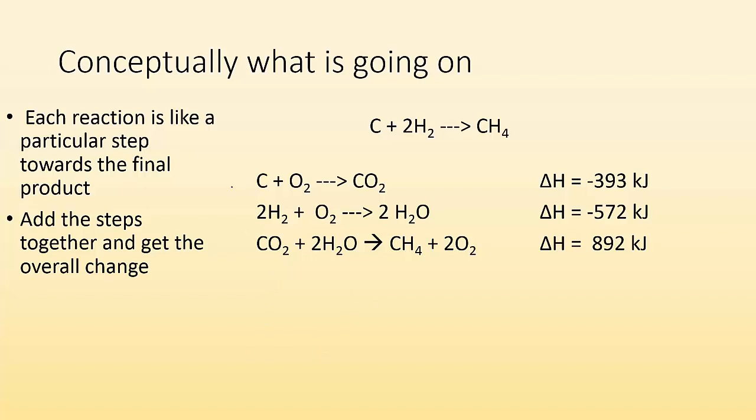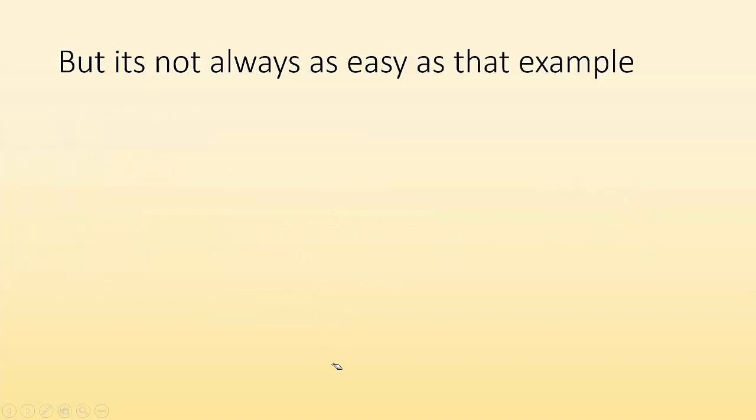You're taking a look, well, if I did this reaction, this is how the enthalpy changes. And then if I did this reaction, this is how it changes. And if I did that last reaction, this is how it changes. So if I want the overall change, if I want the overall delta H, I've got to add up all the delta H's for the contributing reactions. So that's what you're doing.